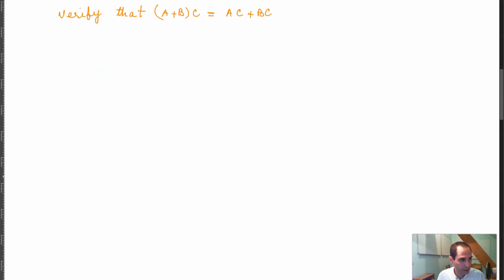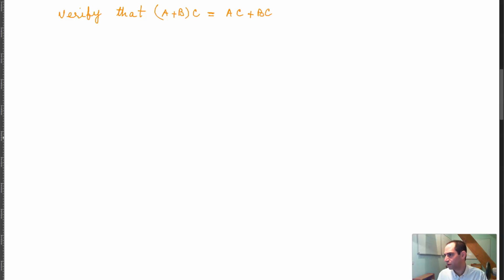So now what I want to do is verify that A plus B times C is equal to A times C plus B times C, right? The matrices that I have are A, B, and C, and I will write them whenever necessary. I will start from the left-hand side of this equation, create it bit by bit, and then put the whole thing together. So now what is A plus B?